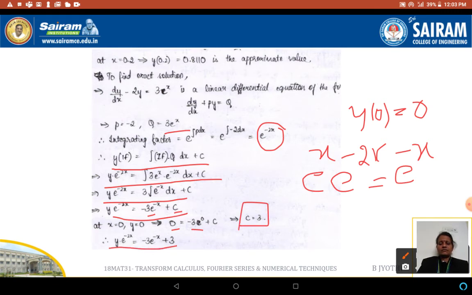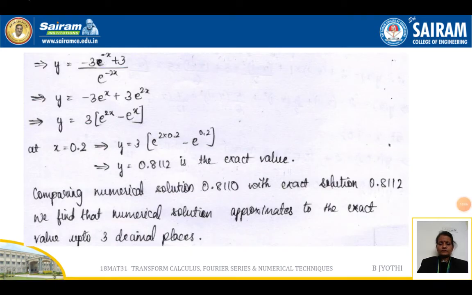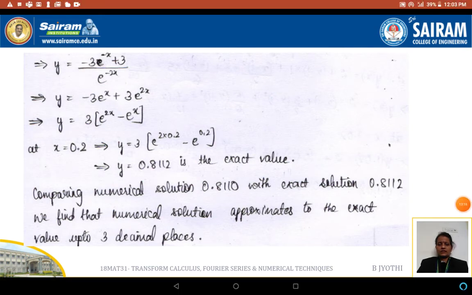We get y e power minus 2x and minus 3 e power minus x plus 3. Okay. Now, after substitution we get this function, that is y is equal to minus 3 e power x plus 3 e power 2x. Taking the 3 common, we are getting 3 times of e power 2x minus e power x. Now put x is equals to 0.2 and simplify.